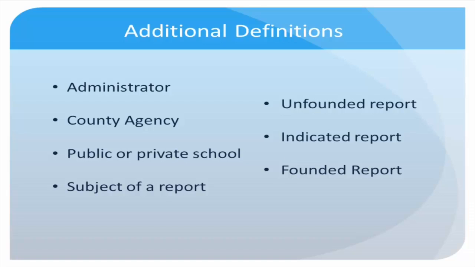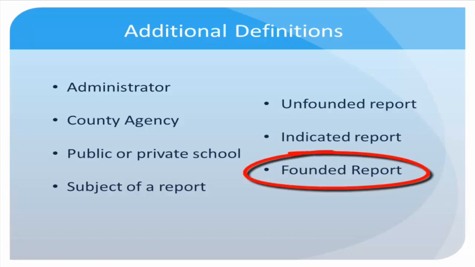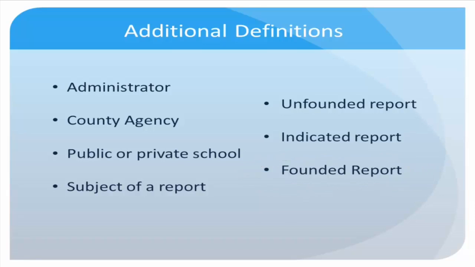A founded report for a school employee is a report where there has been any adjudication based on a finding that the victim has suffered serious bodily injury or sexual abuse or exploitation, including entry of a plea of guilty or no contest or a finding of guilt to a criminal charge involving the same factual circumstance involved in the allegations of the report.